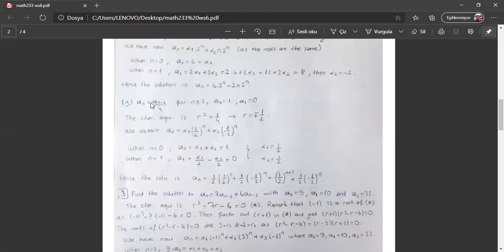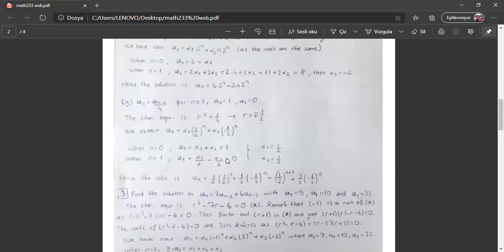So what about this? We're given this relation now. The characteristic equation is this, r squared equals 1 over 4, and the roots are plus minus 1 over 2. We write again, as usual, in this form. We just want to find alpha 1 and alpha 2 using these conditions. So we plug in n equals 0 and get this, and we plug in n equals 1 and get this.